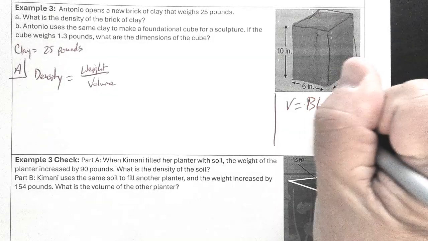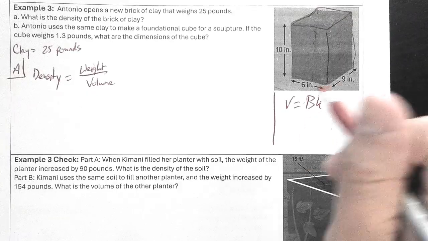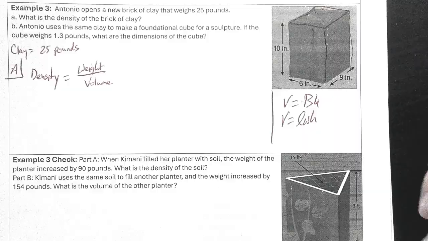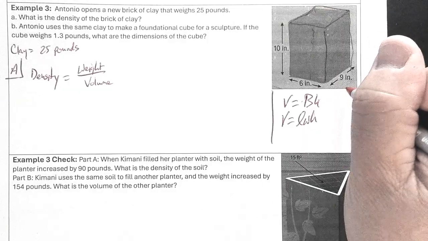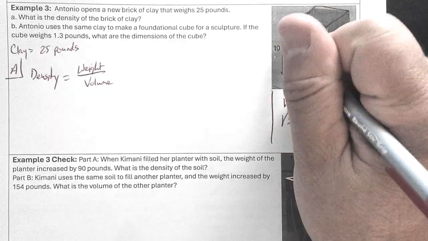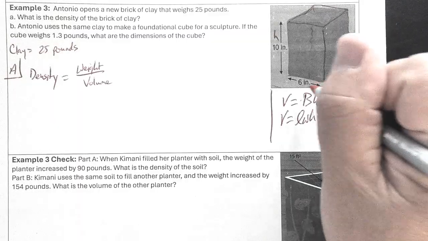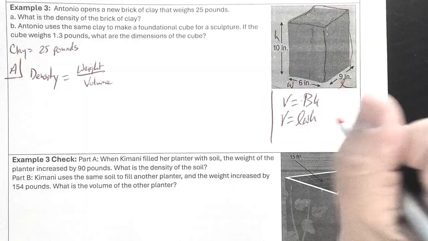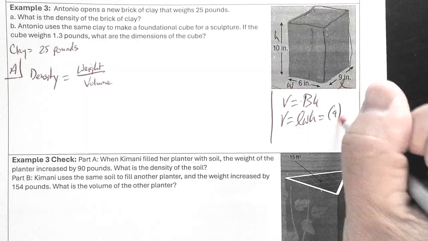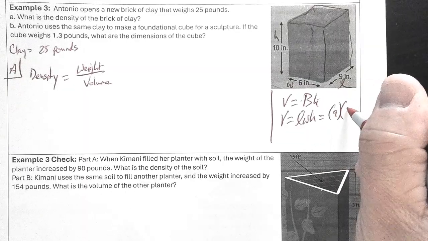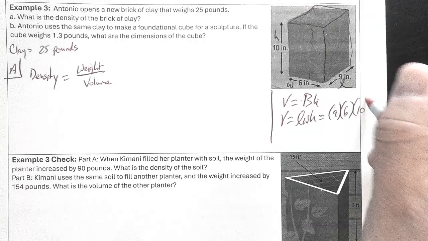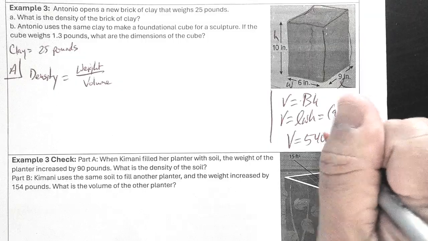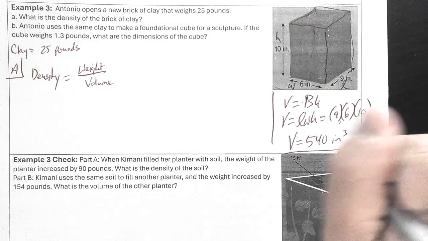So anyway, volume for this guy is going to be base area times height. This is a rectangle. A rectangle's base area is length times width. This is how tall, so that's the height. This is how wide, and this is how long. So it's 9 times 6 times 10. 9 times 6 is 54, times 10 is 540, and this is inches cubed because it's volume.